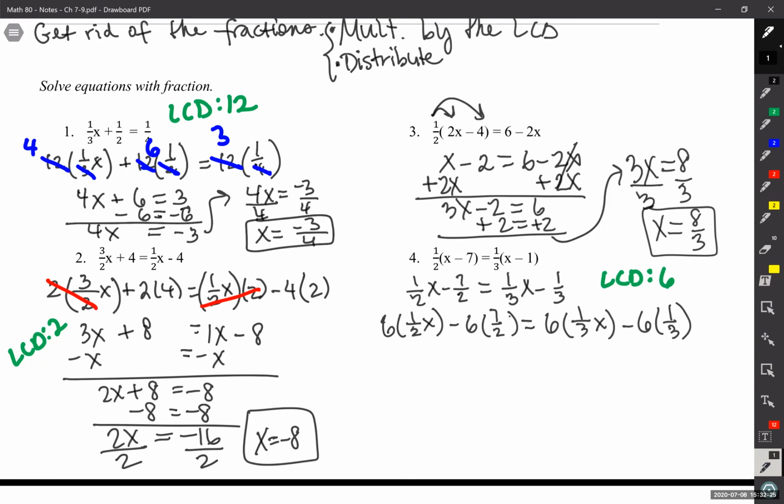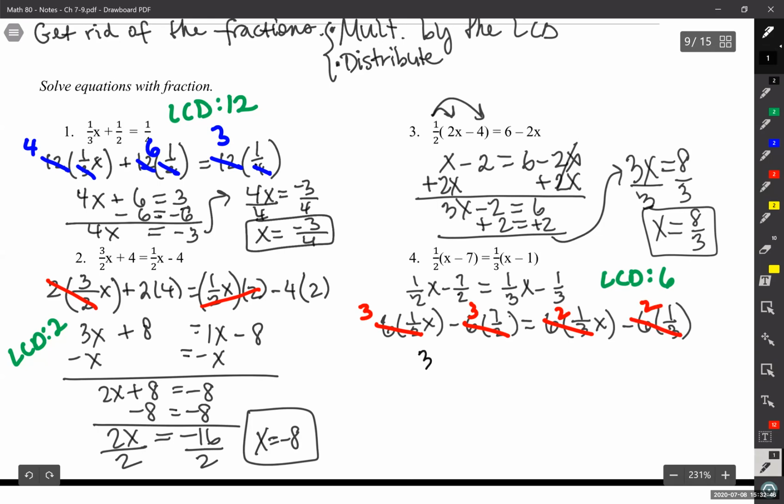All right. Anywho, here we have our LCD of 6 that I multiplied by. So I'm going to reduce. Now, this will be like number 1, where we reduce and then have some numbers left over. So 2 goes into 6 3 times. 3 goes into 6 2 times.